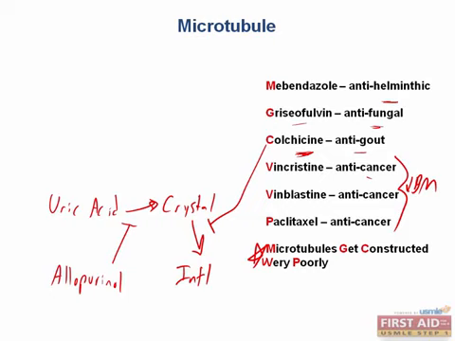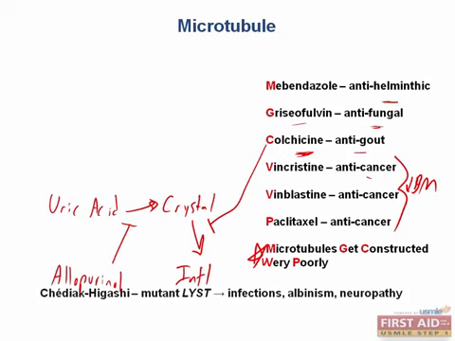Alright, so what happens if microtubules aren't working properly? Well, it depends on the specific problem, but one example is called Chediak-Higashi syndrome. This is usually caused by a mutation in the lysosomal trafficking regulator gene, or LYST, which normally is required for organizing proteins into mature endosomes for microtubule-dependent transport.